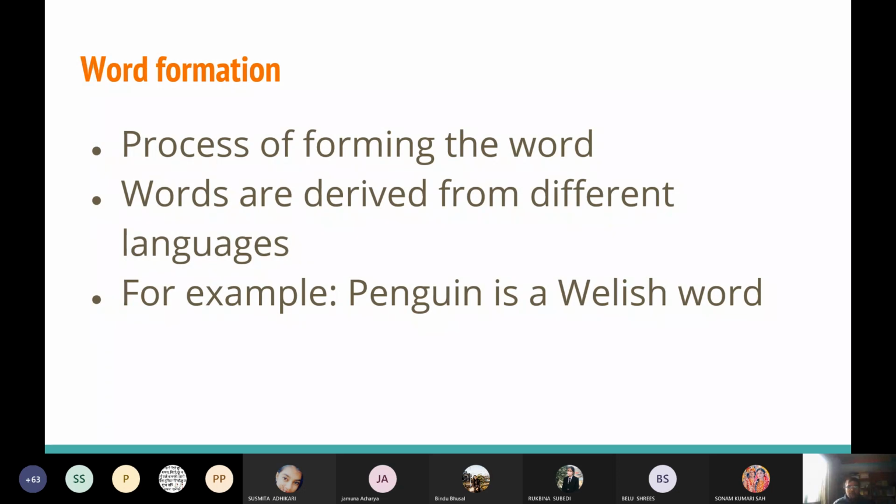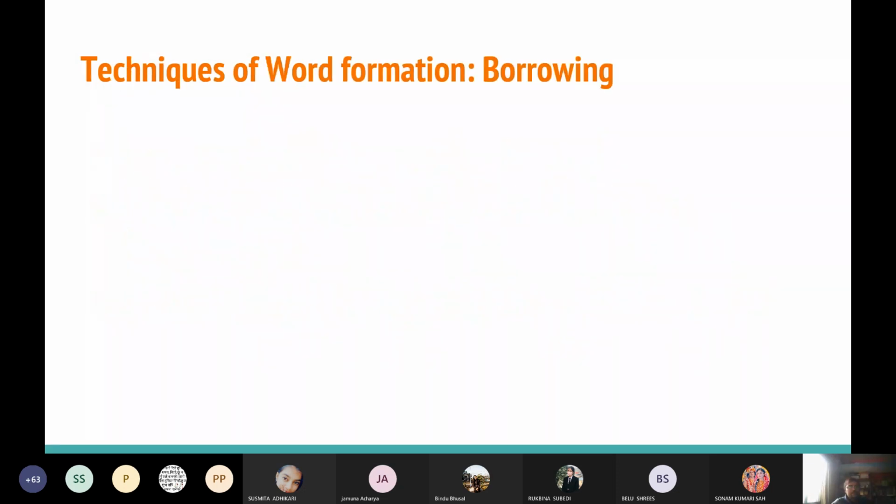Today, we are going to see that the words that we have heard and written, that we often hear, are taken from different languages in English. Let's talk about some examples. Among the different techniques for word formation, borrowing is one of them. We try to borrow words from different languages.